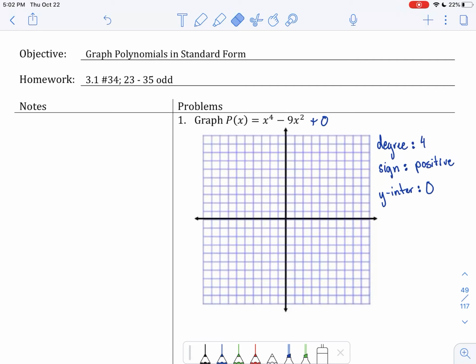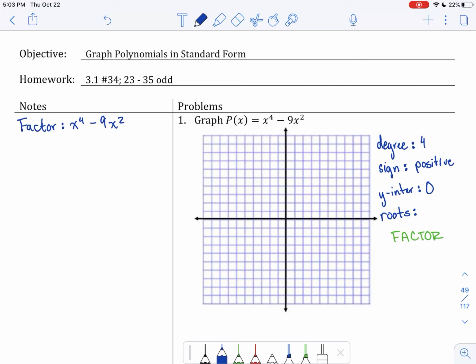Now, the not so nice thing about standard form is that the roots are much harder to find. So in order to find our roots, we have to actually do the factoring. So no matter what, you're going to have to find a factored form anyway. So for roots, you have to factor. And I am going to use this space right over here to factor our polynomial x to the 4th minus 9x squared.